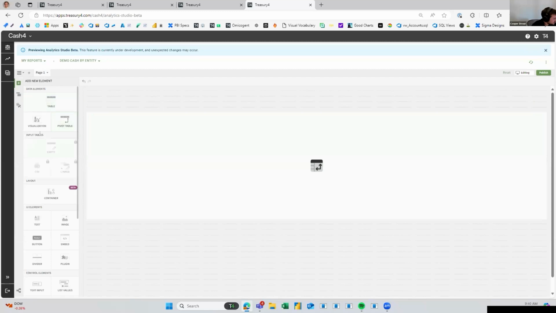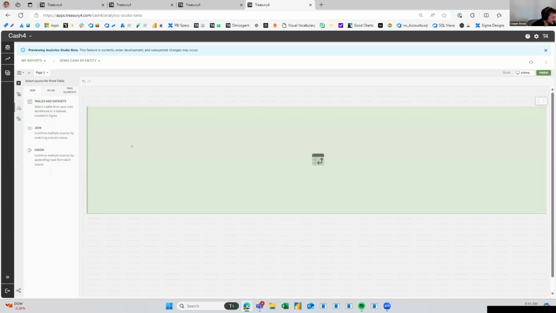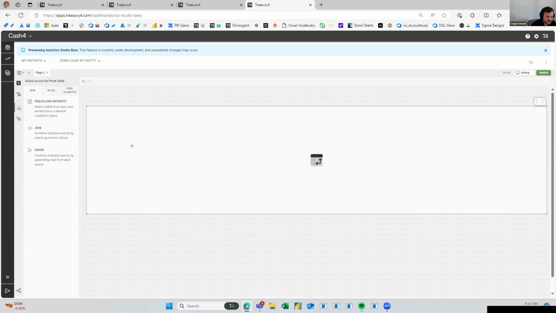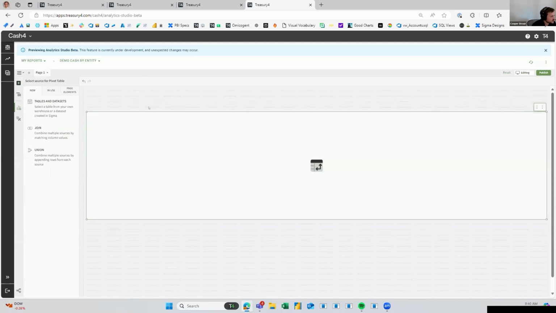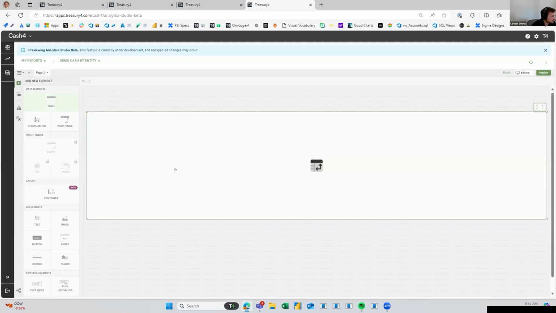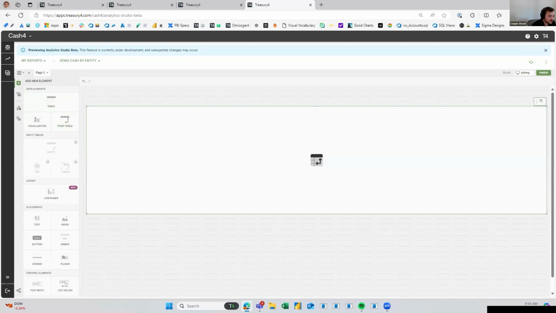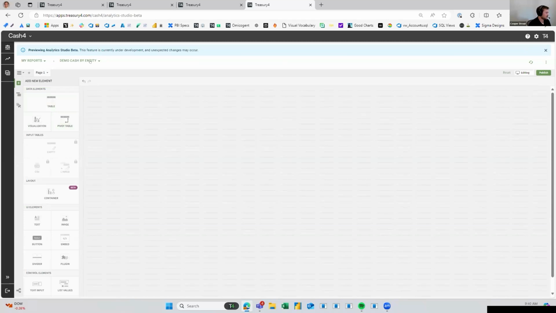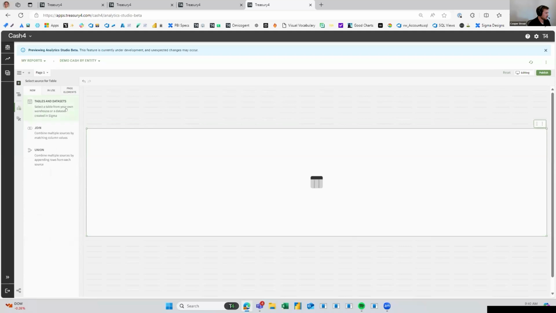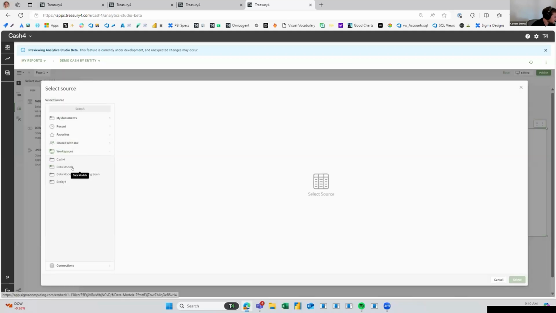You can see here that the tool that we're using is called Sigma, and it's basically functioning like Excel. What you do is you create tables, and then you create pivot tables. So I'm going to create a pivot table here, and I'm going to connect it to the data model here. Tables and data sets, workspaces, data models. Let's go to cash for. Let's get our table, cash balances.